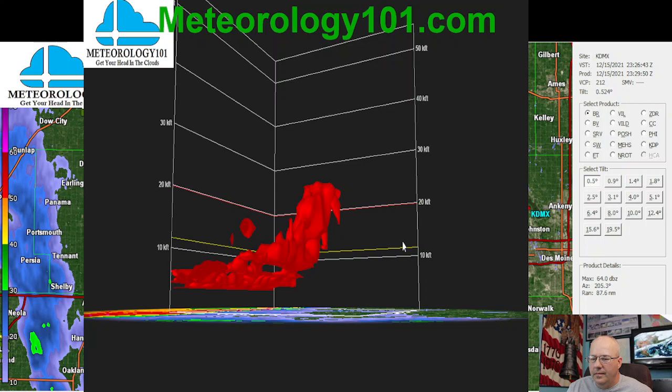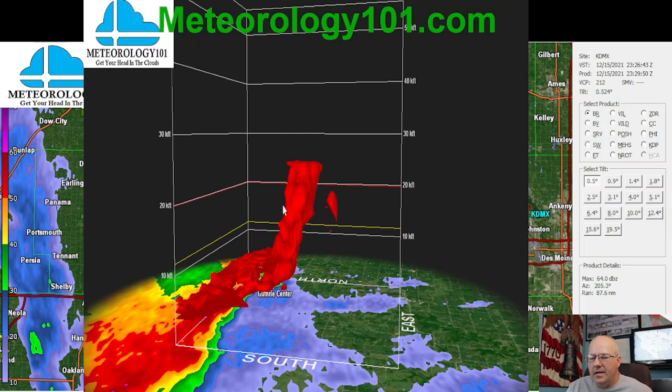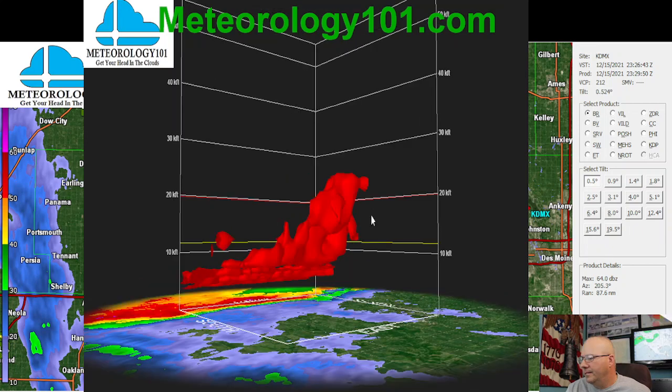So that's our structure. Here's the southwest quadrant. If we had to say the tornado was there, it would be the southwest quadrant of that thunderstorm cell. And our updraft has a pretty good tilt going all the way up to about 25,000 feet. So we do have a pretty good structure on that.